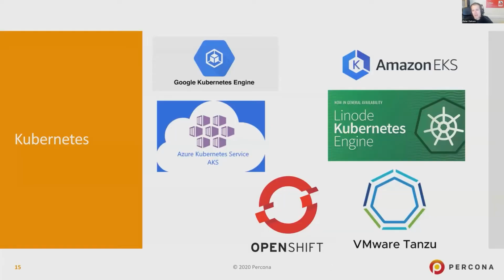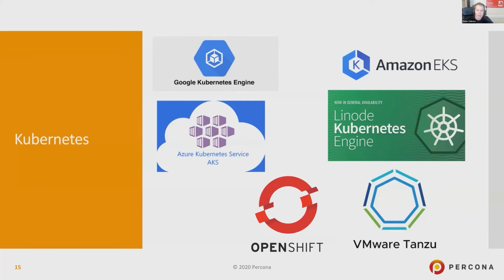Here are just some examples of the vendors which support Kubernetes. You can see the big cloud hyperscalers here, as well as some smaller cloud providers like Linode, and OpenShift from Red Hat.